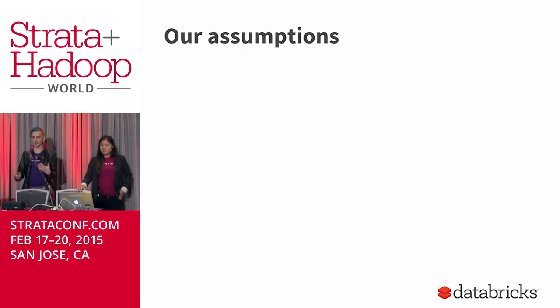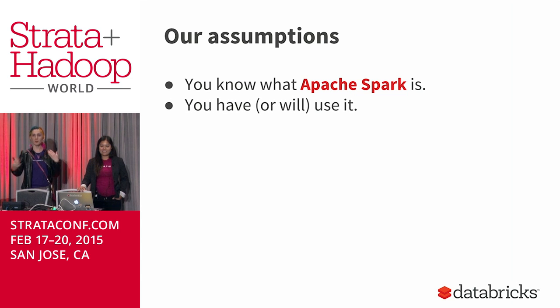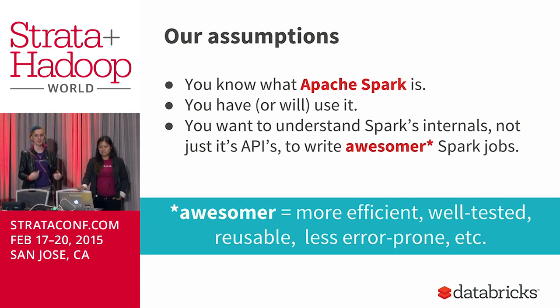Cool. So we made a few assumptions about you as an audience that I hope are true, and if they're not, it's not going to be too bad. I'm hoping you all know what Apache Spark is. Everyone know what Apache Spark is? Great. Okay, cool. I'm assuming that you're using it right now or you're going to be using it soon. And you want to understand Spark internals so that you can make your programs awesomer. And by awesomer, we mean more efficient, faster, and really awesome. And we're going to do this by understanding what's going on beyond just the API level and what Spark's doing underneath the hood.